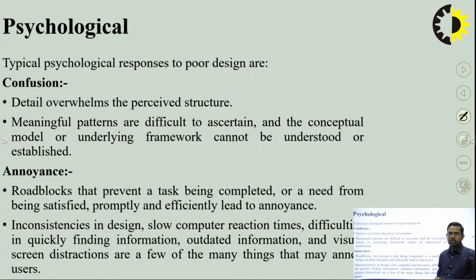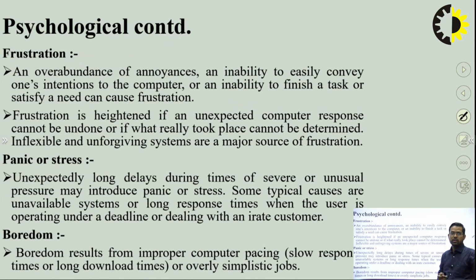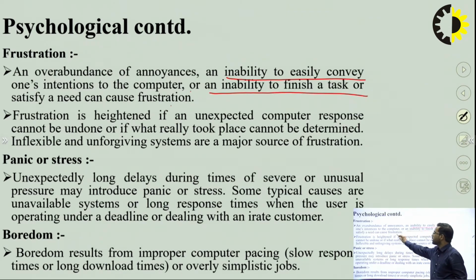The psychological responses are represented in our mind, such as confusion about the particular framework, annoyance, like pop-up menus that create some disturbance. So these are some psychological characteristics: confusion, annoyance, and then an overburden of annoyance, called an inability to easily convey one's intention to the computer, or an inability to finish a task or satisfy a need, which can cause frustration. Frustration is like when I'm doing something and I'm unable to complete my task. That gives me frustration.